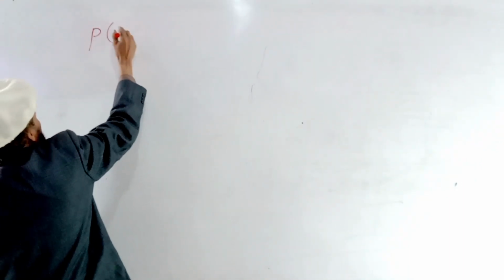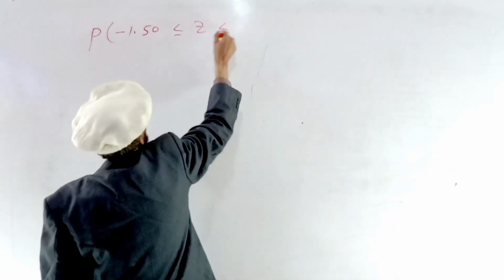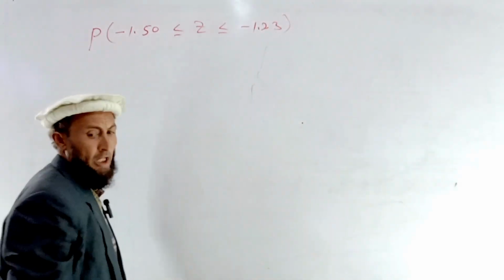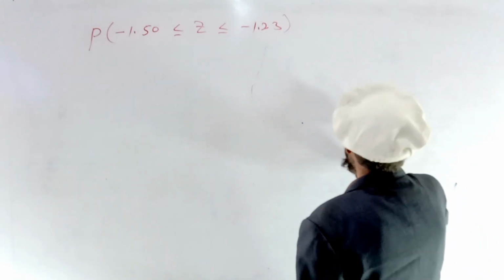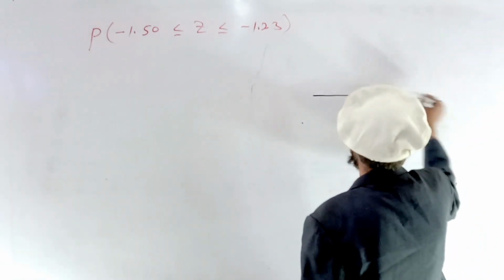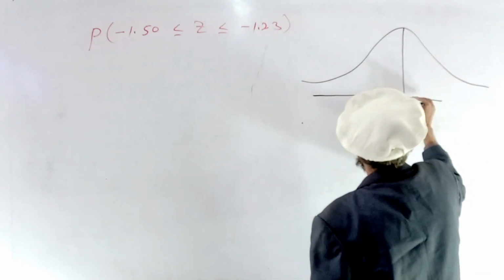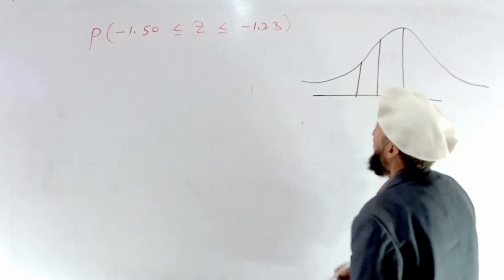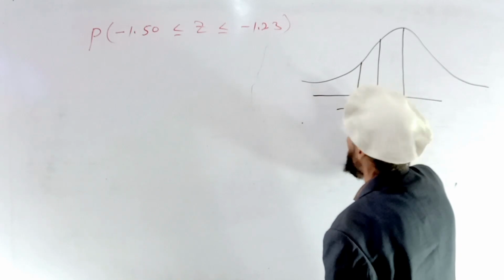Probability of minus 1.50 less than or equal to Z less than or equal to minus 1.23. How do we calculate this? Both are negative values. How do we arrange these? We can write in the standardized normal curve. First is minus 1.23, then minus 1.50.